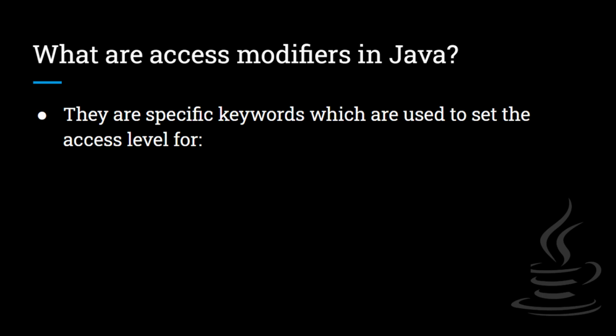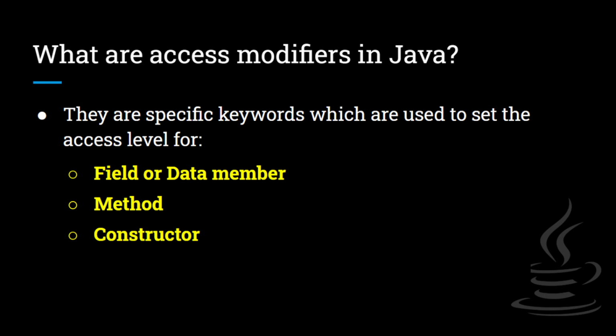The access modifiers in Java specify the accessibility or scope of a field, method, constructor, or class. We can change the access level of fields, constructors, methods, and class by applying the access modifier on it. There are two types of modifiers in Java: one, access modifiers, and two, non-access modifiers. In this video we will be looking further into access modifiers in Java.